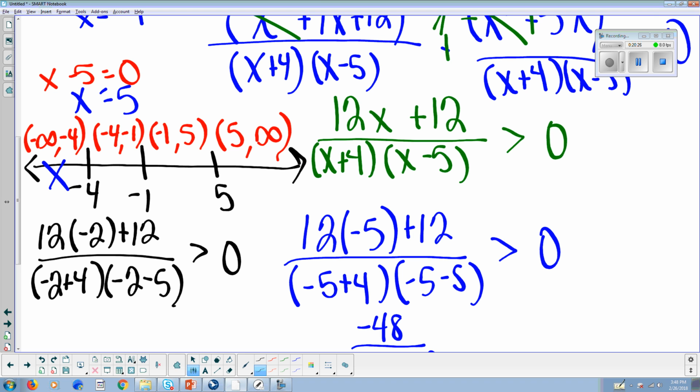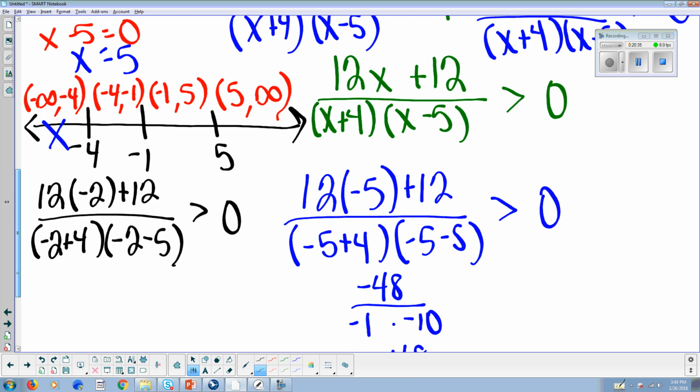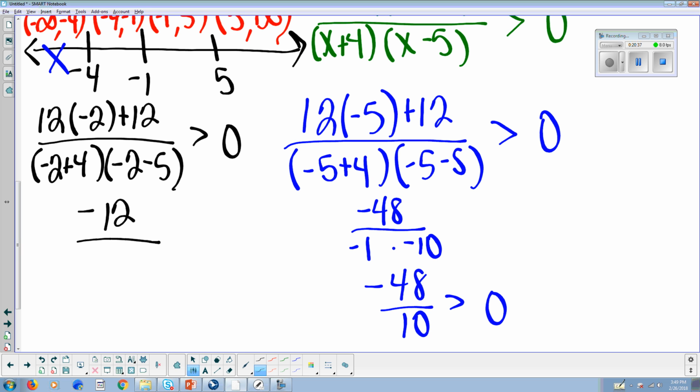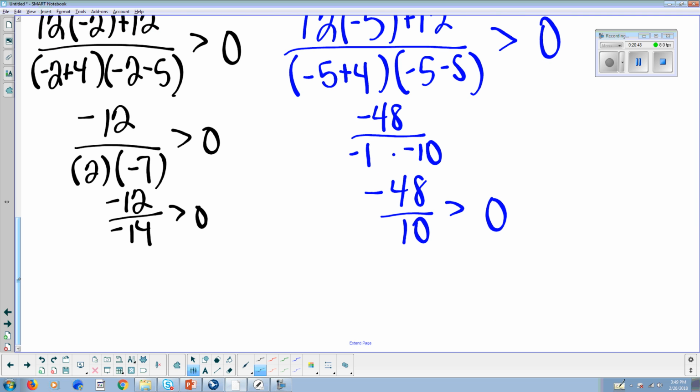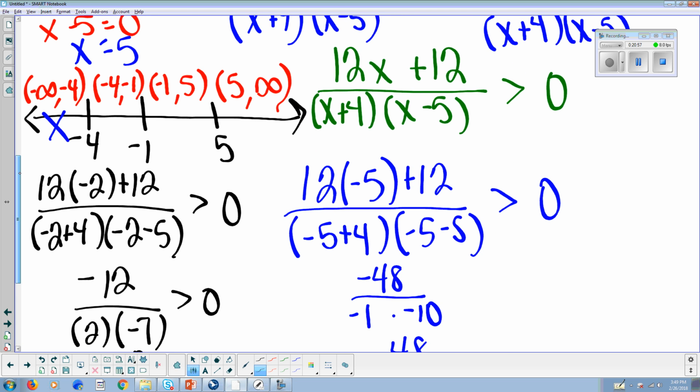Okay, 12 times negative 2 plus 12 simplifies to be negative 12 over 2 times negative 7. That will be negative 12 divided by negative 14, which is going to give me a positive. A positive, 12 over 14, or 6/7, is greater than 0. So this is part of the solution set.